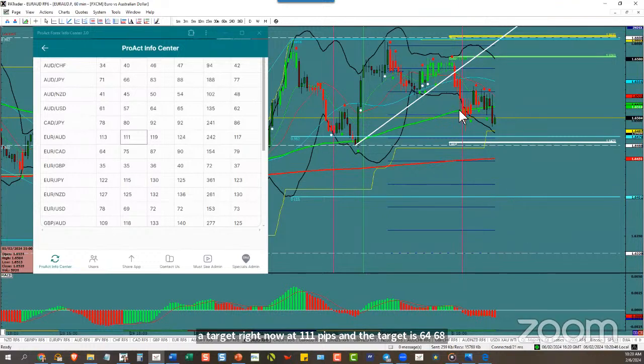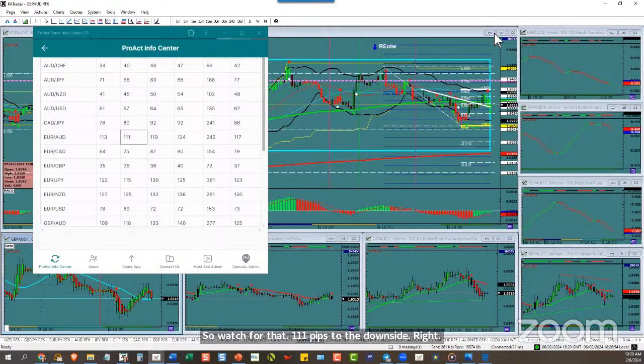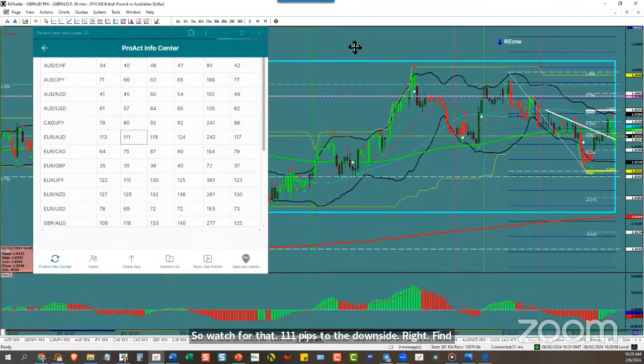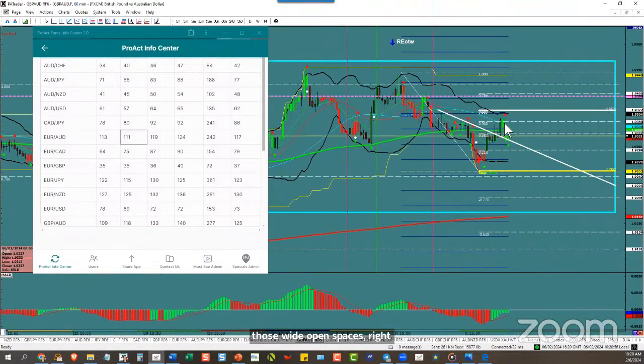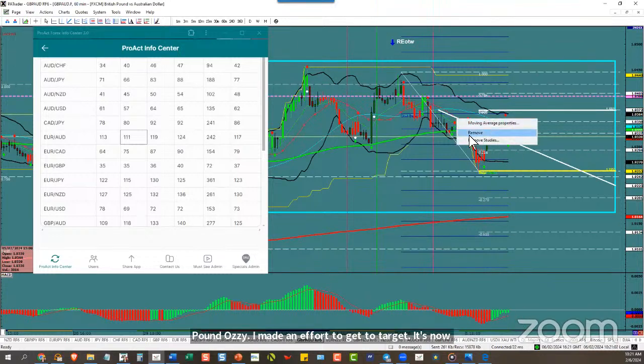All right, dollar's coming down. It's coming down. You're below the MACD. So watch for that 111 pips to the downside. All right. Pound, find those wide open spaces. All right. Pound Aussie, it made an effort to get to target. It's now reversing right now. We're below the zero line, so this is a pullback right now.